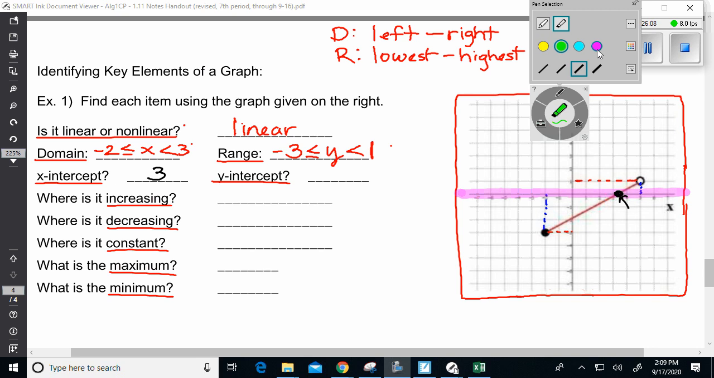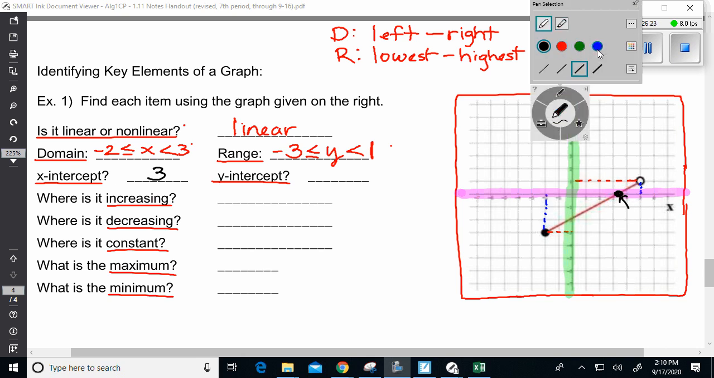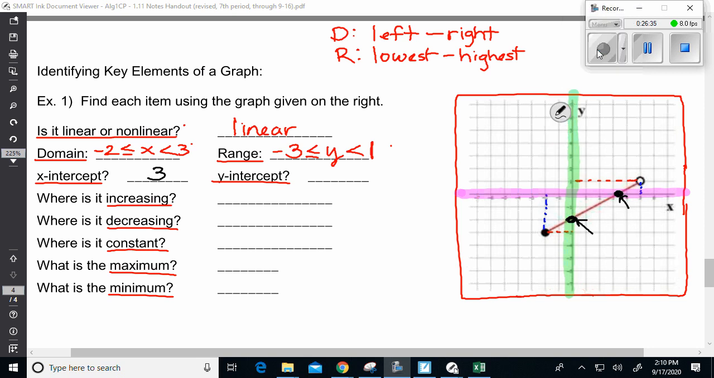Y-intercept means it's touching the y-axis. So I'm tracing the y-axis in green. The graph is touching it right there. So you count to see what that number is. -1, -2. Any questions on those two?